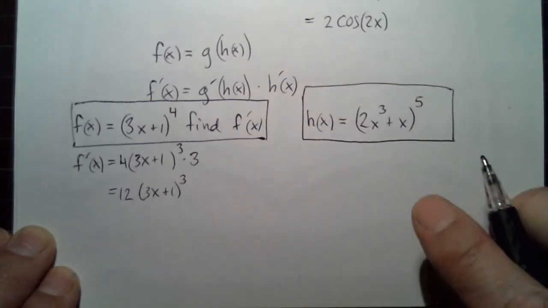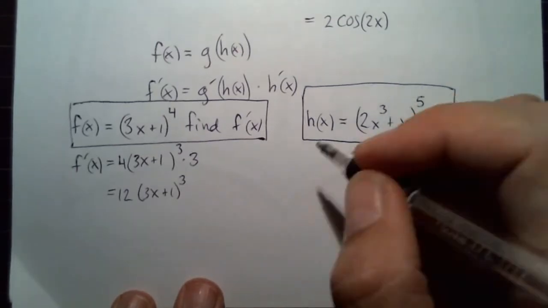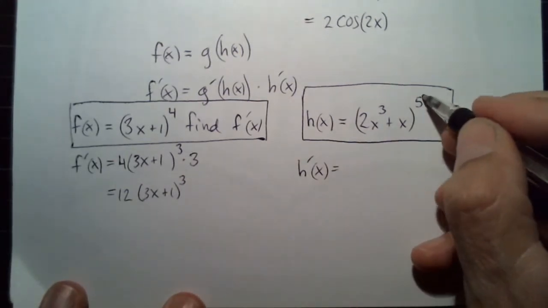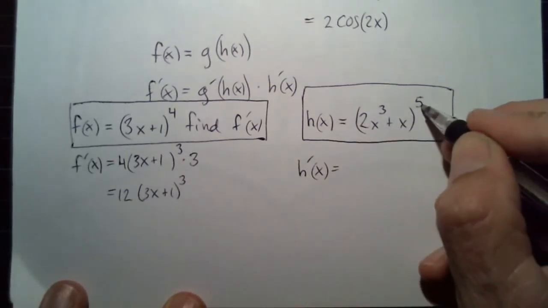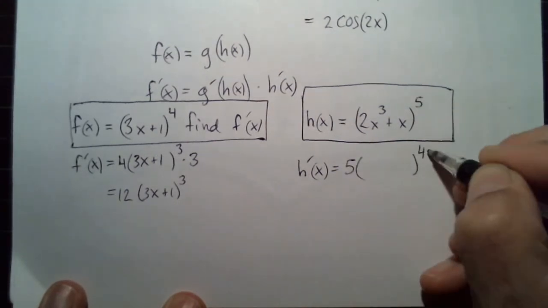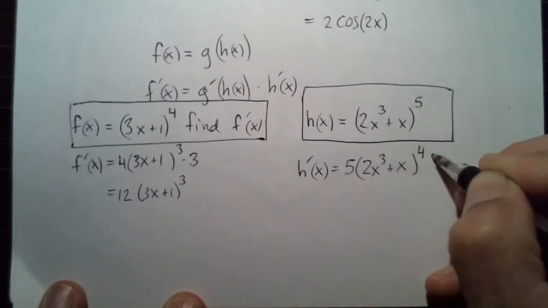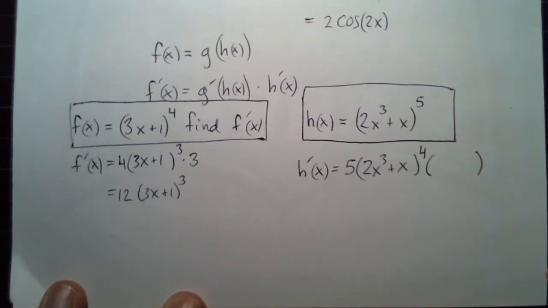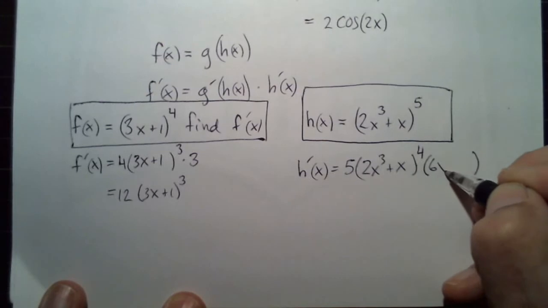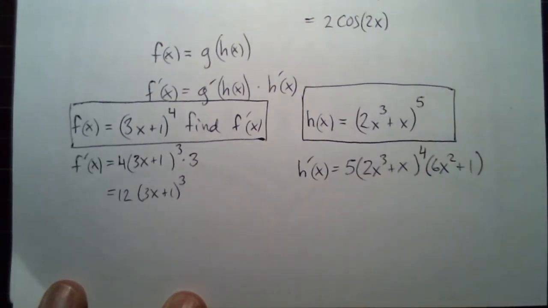All right, and find h prime with this one. Pause the video. So we're going to go, here's the outside and here's the inside. So the derivative of the outside, we multiply by 5 and subtract 1. Let's leave the inside the same, times the derivative of the inside. So the derivative of this is 6x squared. And the derivative of this is 1. And we're done.